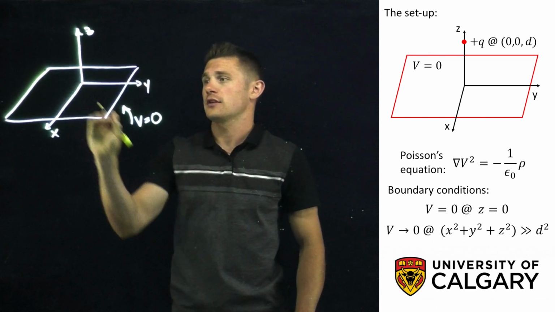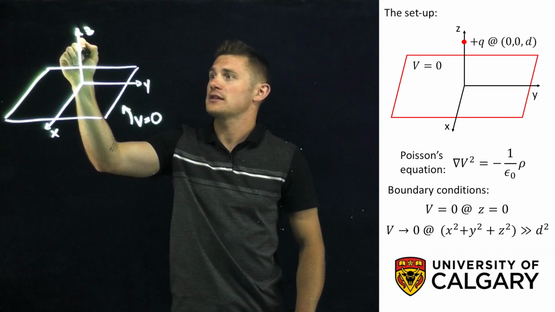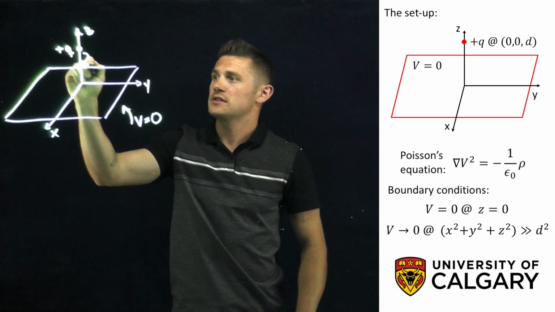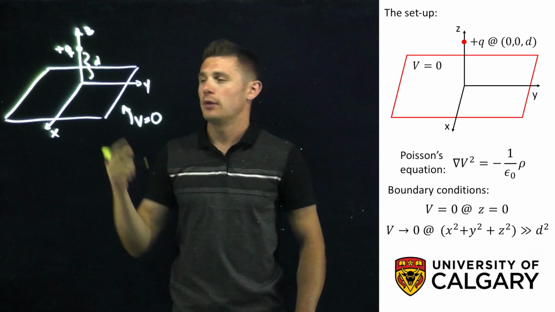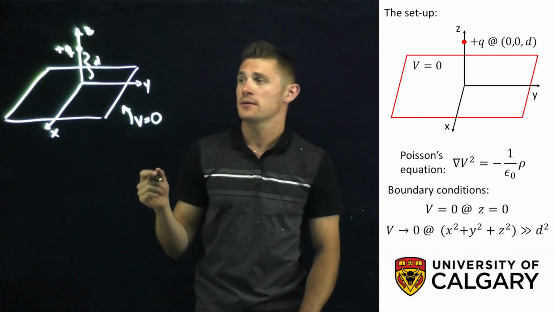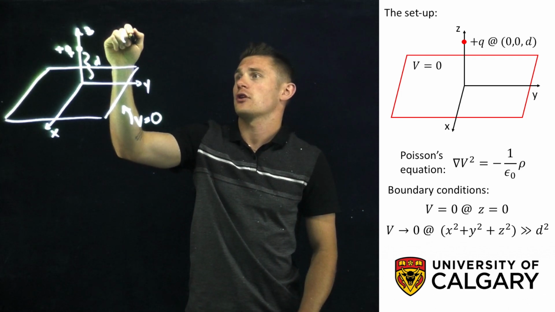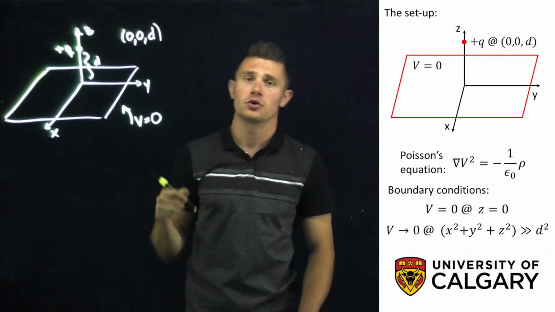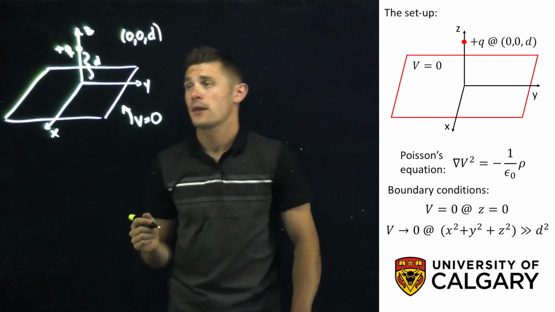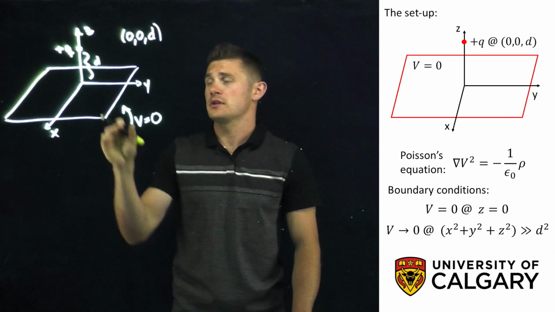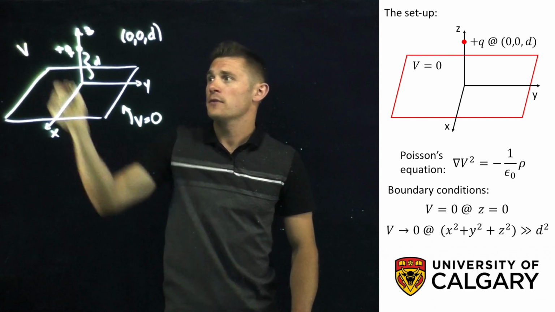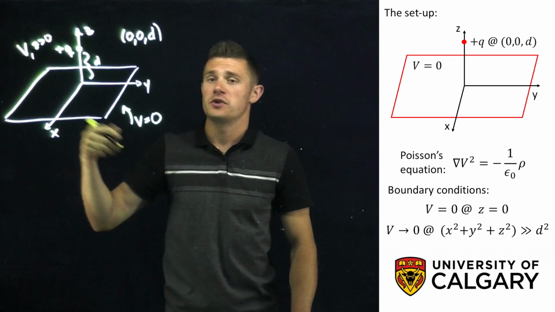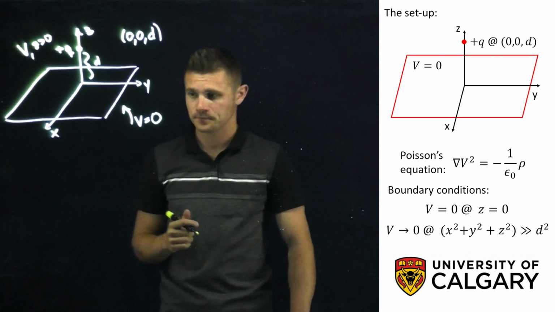So we have our infinite conducting grounded plane, and we'll place a point charge, positive q, at some distance d above the plane on the z-axis. That means that this charge will have coordinates 0, 0, d. So 0 in x, 0 in y, and d in the z direction. And what we want to do for this problem is to figure out what is the potential V in the region z greater than 0, which is the region above the conducting plane.